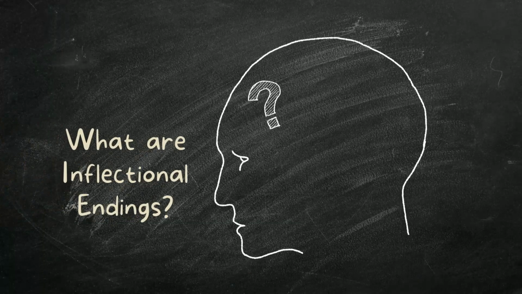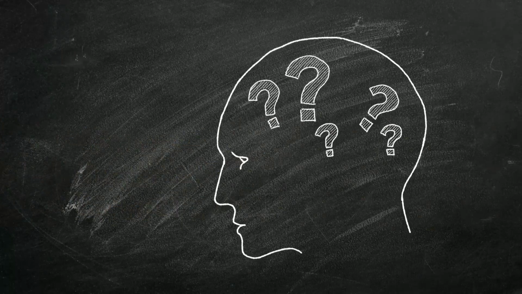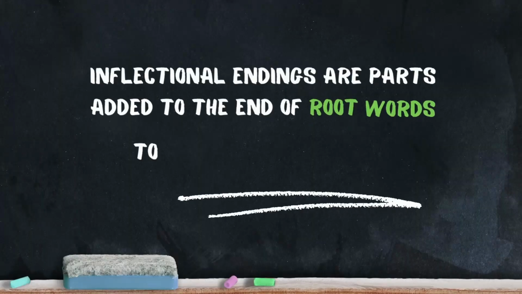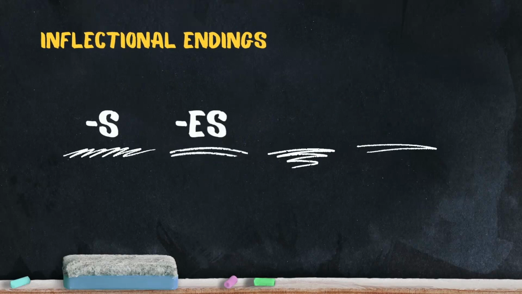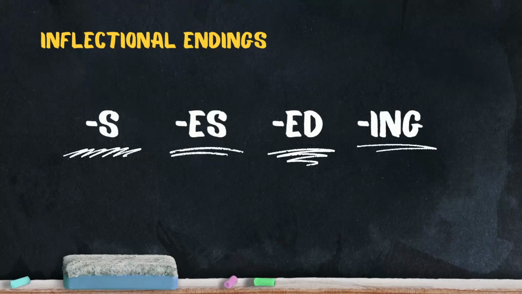So, what are inflectional endings? Inflectional endings are parts added to the end of root words to change grammatical properties. We will study the following inflectional endings: s, es, ed, and ing.